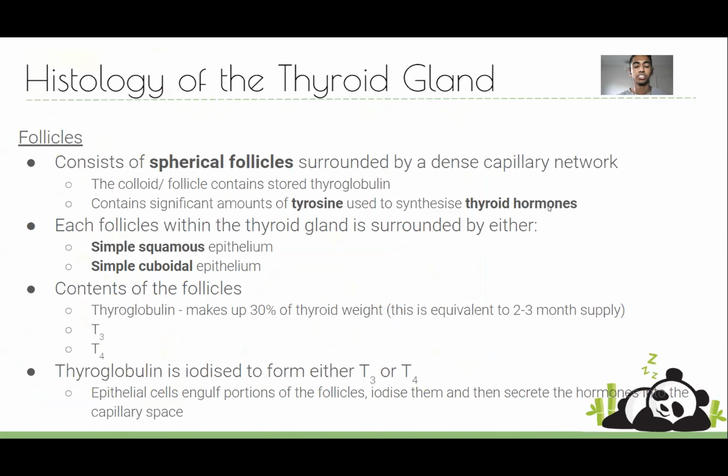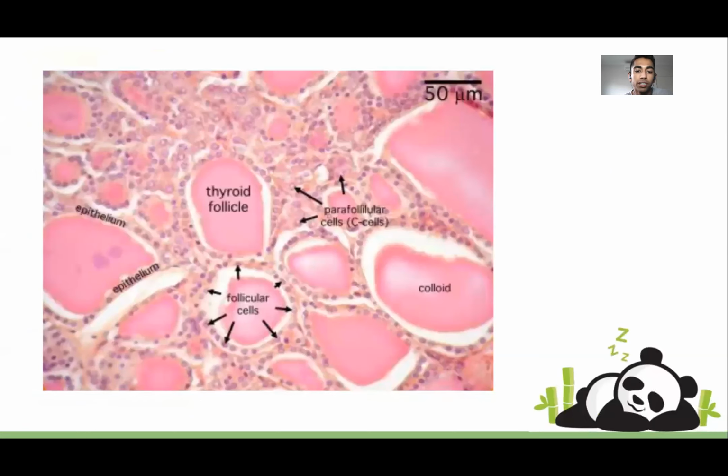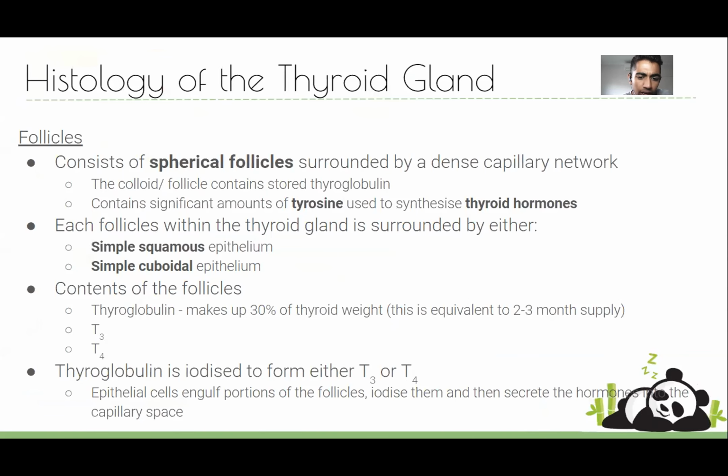Okay, so histology. Histology is pretty important for the thyroid gland, but I think it's not super hard to differentiate thyroid from other endocrine organs just because it's got a unique look to it. This is generally what a thyroid gland looks like. You've got your main thyroid follicles, which contain most of your T3, your thyroid hormones, as well as your thyroglobulin.